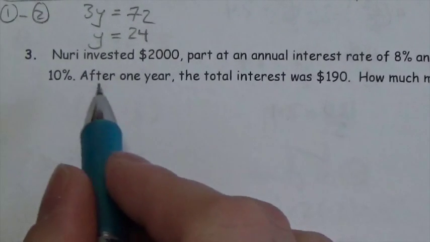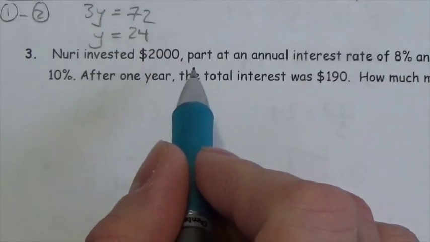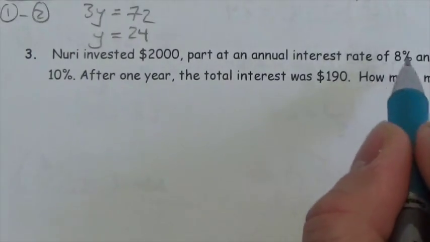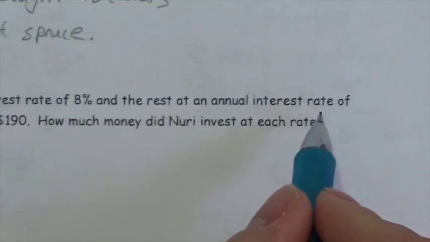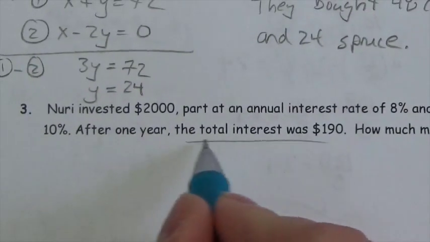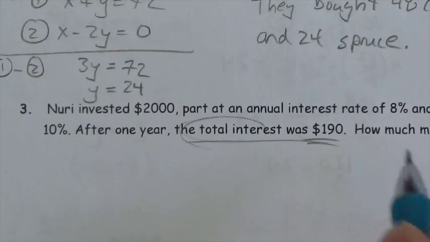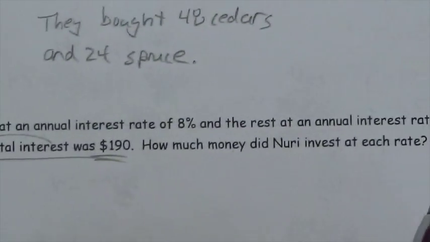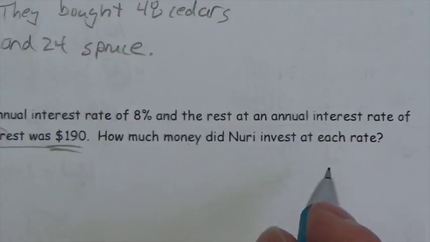Okay, another word problem here. Nuri invested $2,000, part at an annual interest rate of 8%, and the rest at an annual interest rate of 10%. After 1 year, the total interest, okay, here we go, here's a total, was $190. How much money did Nuri invest at each rate? So that's what we're looking for.